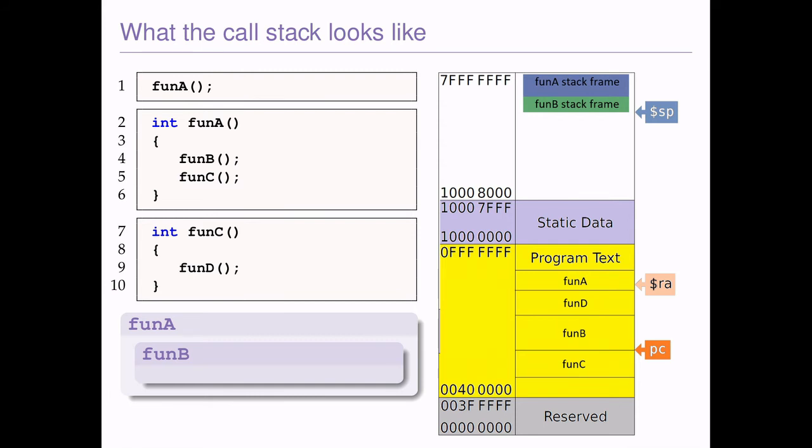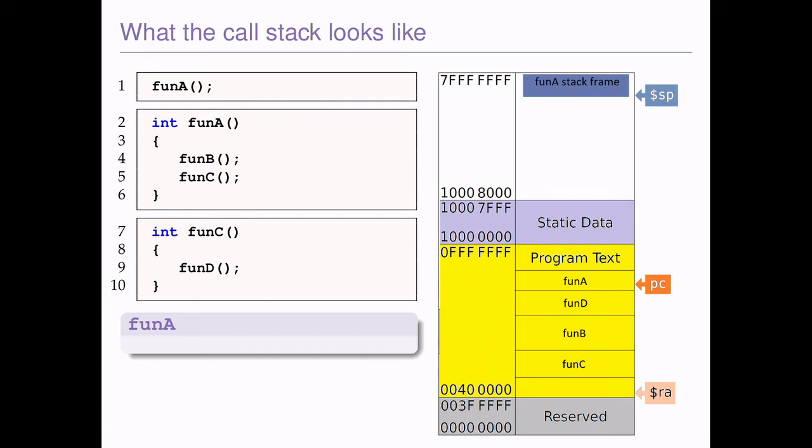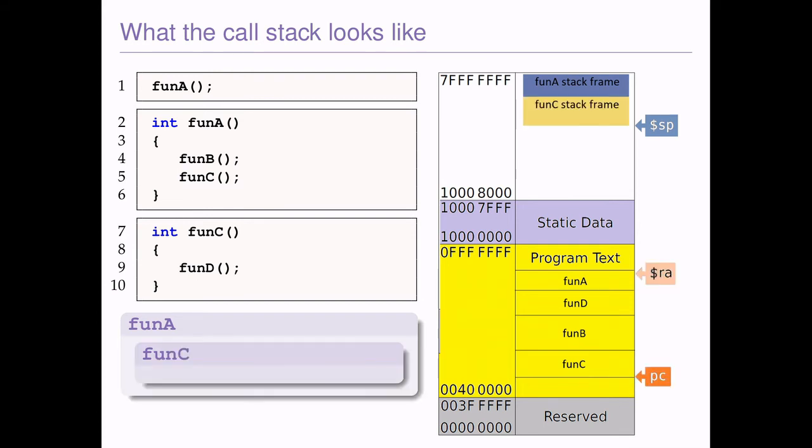Once it's done, we'll dissolve that stack frame because function B doesn't call any other subroutines, so that stack frame can be destroyed. You'll notice function A is still there, and that's because function A is still working. It hasn't called function C yet, but that's what it'll do next.